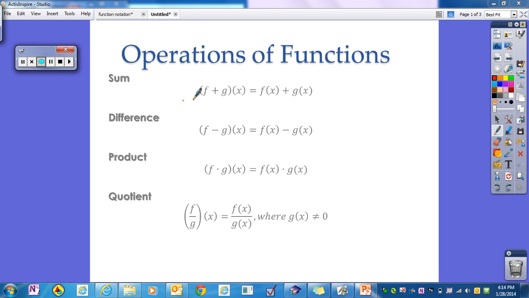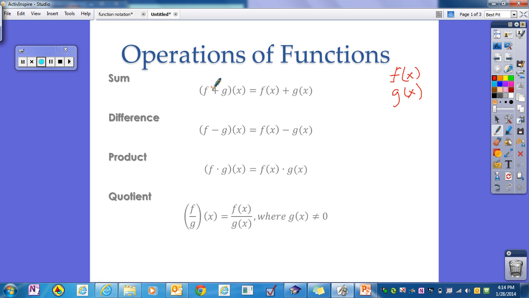Alright, now what we're going to do is take a look at combining different types of functions. When we look at operations of functions that we're combining, remember we're talking about things such as f of x or g of x. We're going to be looking at the sum, the difference, the product, and the quotient of different functions.